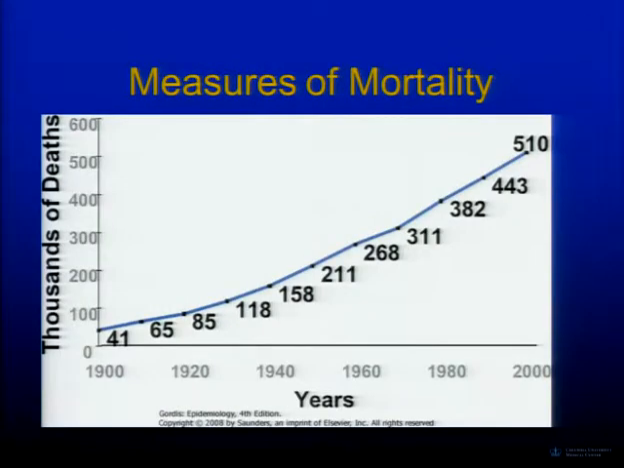Here's a measure of mortality. So it's the thousands of deaths over the years. This is specific to cancer deaths. So what is happening to the number of cancer deaths over time? It's increasing, right? Clearly, the number of cancer deaths is going up over time. Can we say that there's an increase in the risk of cancer over time? No. What's missing here?